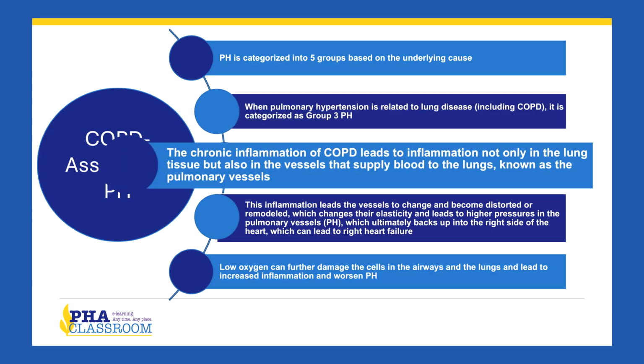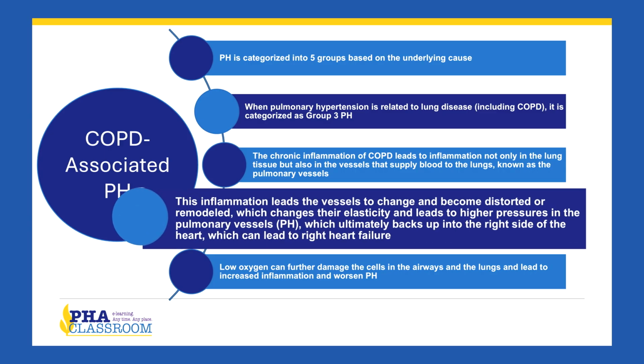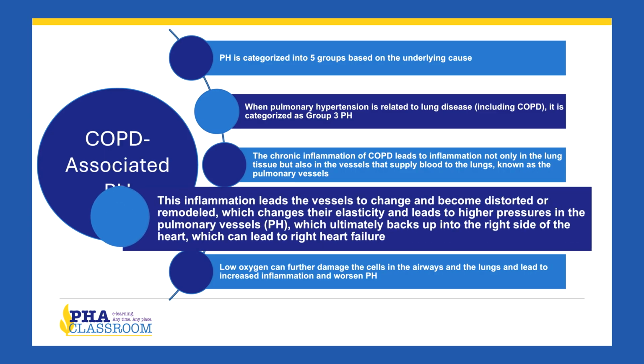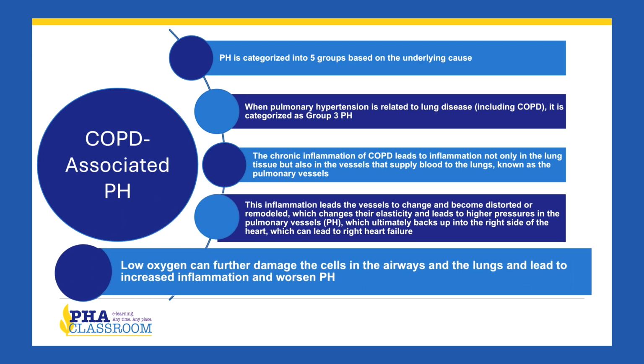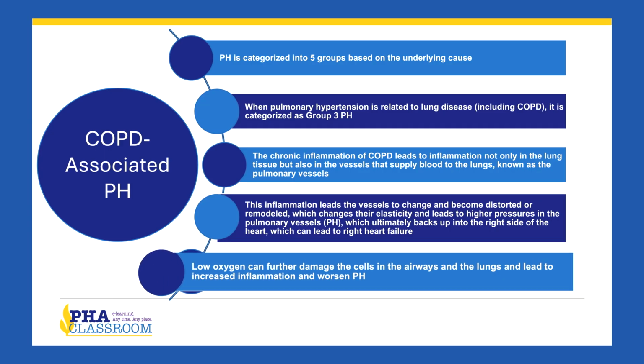The chronic inflammation of COPD leads to inflammation not only in the lung sacs themselves, but also in the vessels of the lungs, leading to elevated pressures in those vessels and ultimately leading to pulmonary hypertension, which can lead to right heart failure and right heart strain. The low oxygen in COPD in some patients can also put strain on the airways and the lungs and lead to inflammation and worsen pulmonary hypertension.